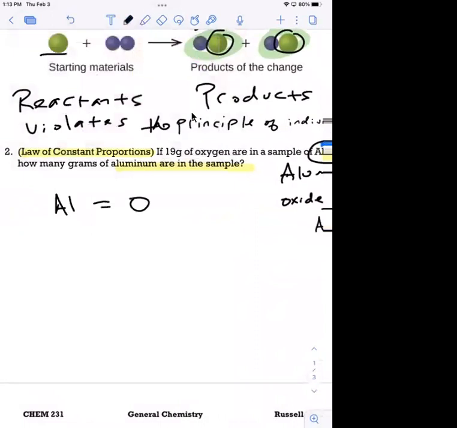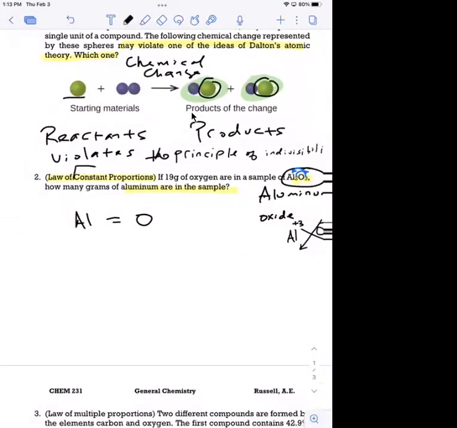right? Because the law of constant proportions says that for a sample of a given compound, the ratio of the atoms in that compound is going to stay constant no matter where the sample comes from. All right, so we got aluminum and oxygen. Can somebody look up aluminum's atomic mass?